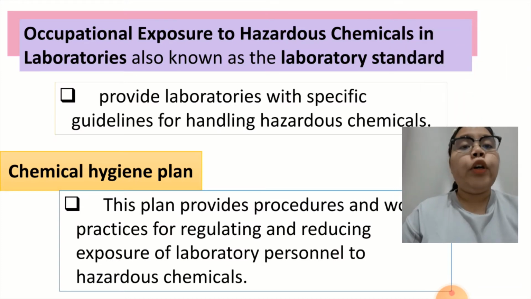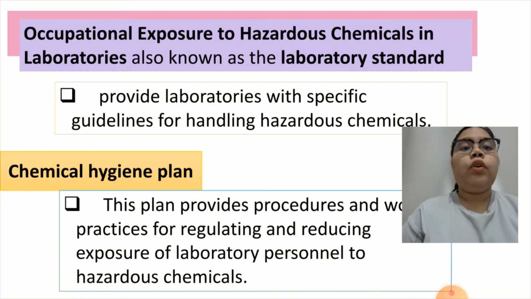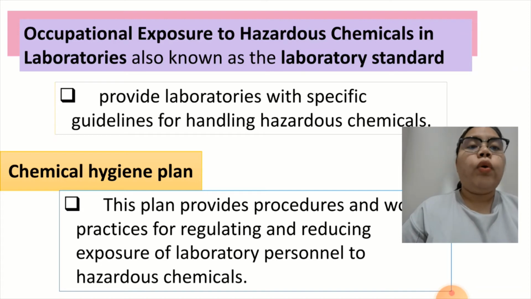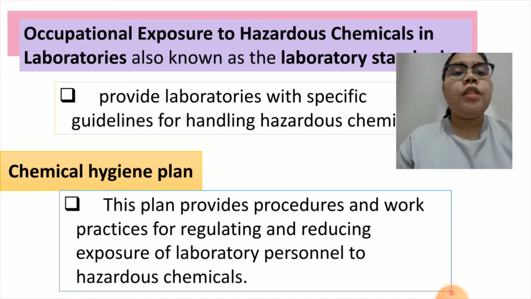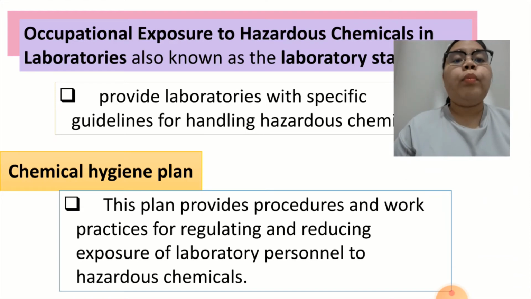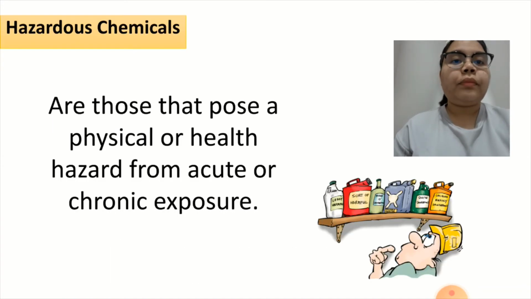Occupational exposure to hazardous chemicals in laboratories is also known as the laboratory standard. This provides laboratories with specific guidelines for handling hazardous chemicals. For handling hazardous chemicals, we should not forget the chemical hygiene plan. So what is this plan? This plan provides the procedures and work practices for regulating and reducing exposure of laboratory personnel to hazardous chemicals.